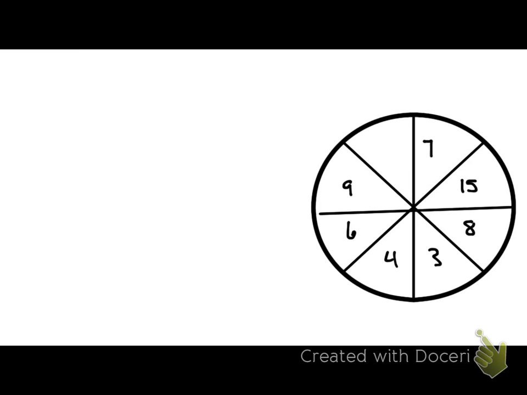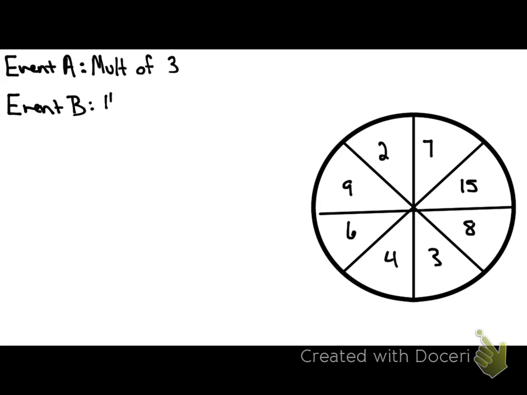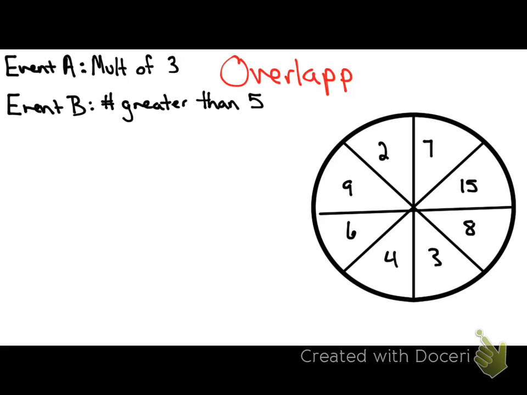All right, so now let's look at another one. On this one, let's look at the events. It says event A, that I spin a multiple of 3. In event B, that I spin a number greater than 5. Again, first thing I want you to decide, is it disjoint or overlapping? Then start calculating your probabilities. Are there any numbers on the spinner that are a multiple of 3 and also greater than 5? Yes, since your answer is yes, they are overlapping. They're overlapping again. All right, now that I've established that they're overlapping, I need to start calculating my probabilities.